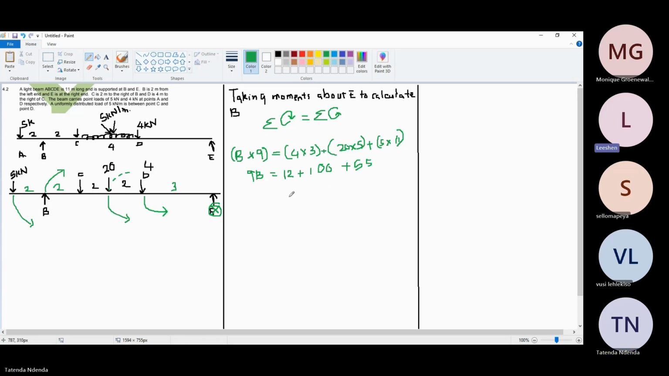Why are we disregarding the C? Because the C is just a value, so we are not going to say C multiplied by 7. C is just a value. The reason they put this C was to explain that a uniformly distributed load is between point C and point D. We use these values when drawing the shear force and bending moment diagrams, but for today, we are not going to use it.